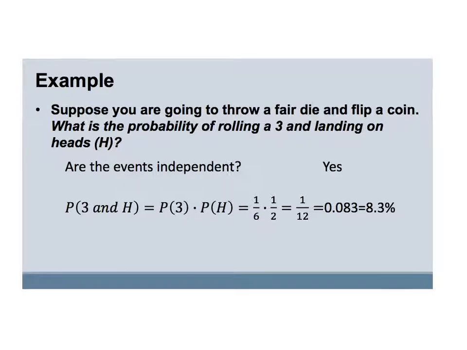Okay, so first we'll do an independent one. Suppose you're going to throw a fair die and flip a coin. Well, whatever I roll on the die doesn't affect what I get on a coin, so that's independent. So I just find the two individual probabilities and multiply them. Probability of rolling a 3 is 1 out of 6. Probability of flipping a heads on the coin is 1 out of 2. Multiply those together, you get 1/12, which is 8.3%.